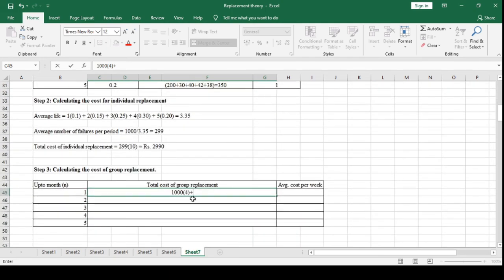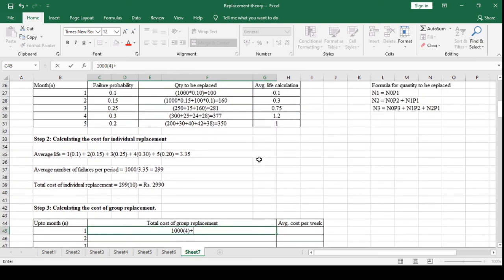So what is the cost of that individual replacement for the first month? What is the quantity that was failing in the first month? That is 100. Okay, 100 quantity was failing in the first month, and the cost of replacing those 100 is 10 each, because those are replaced individually. So our answer is 5000.